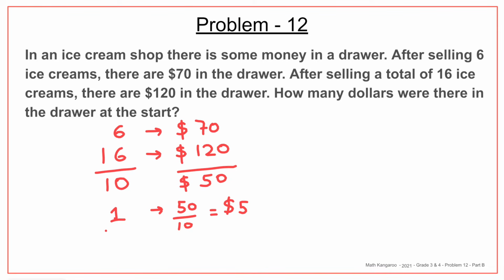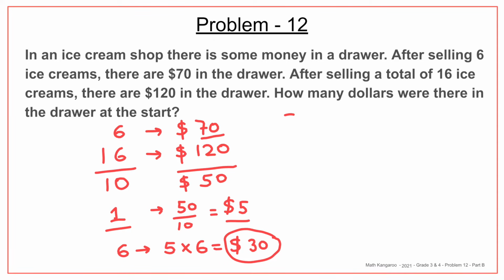So when one ice cream costs $5, how much do 6 ice creams cost? 5 times 6 gives us $30. So 6 ice creams cost us $30. Now when we had sold 6 ice creams, we had $70. So what's the difference? 70 minus 30 gives us $40.